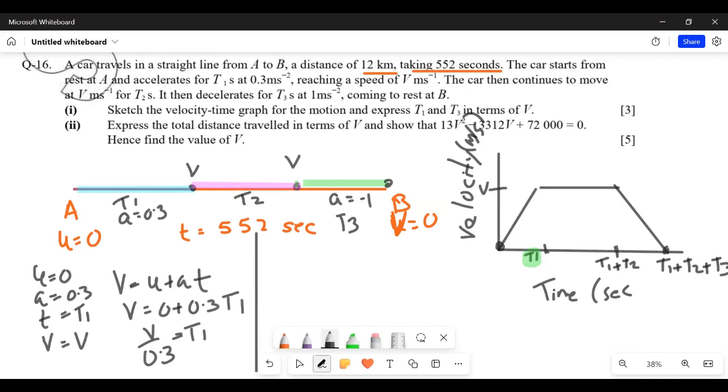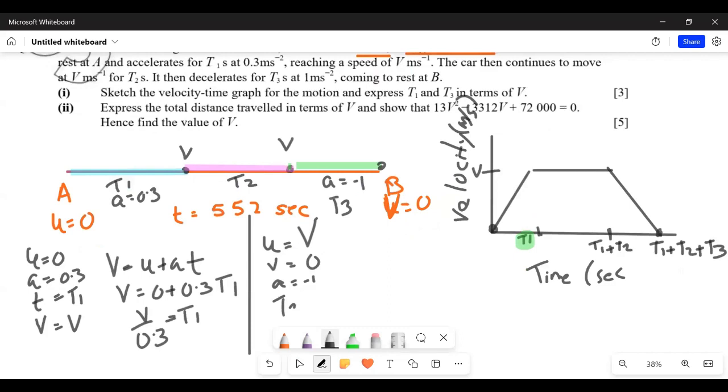Now let's see, can we write T2 in terms of V? I don't think so. We don't have enough information. For the third part of the journey, we have U equals capital V, the initial speed is capital V. And the final speed is zero. And the acceleration is minus one. And we need the expression for T3. So again, use V equals U plus AT. Final V is zero, U is capital V, A is minus one, and T is T3. So V equals T3.